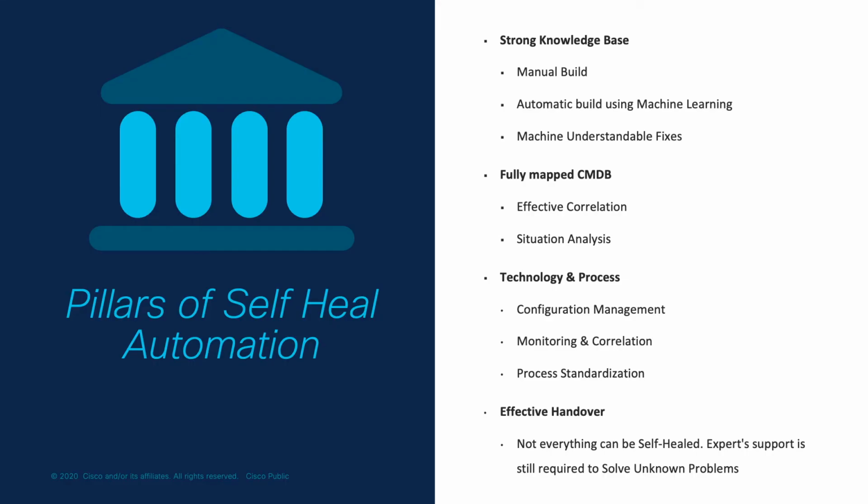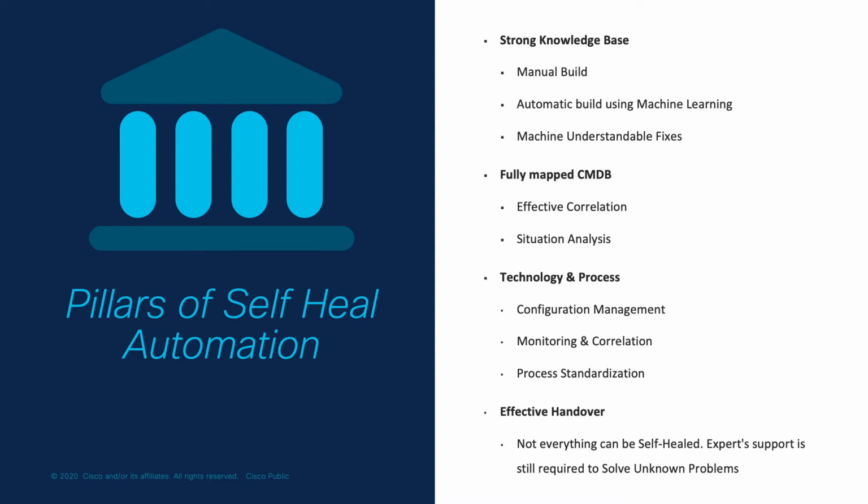Let's take a look at the important pillars of auto heal solution. The first item is the strong knowledge base. It is very important for the solution to work properly, it's like the brain of the solution itself. How do we go about building this? We can start off with manual efforts. The team can start looking at the past cases and then they can identify the event categories and corresponding solutions, and then they can build templates.